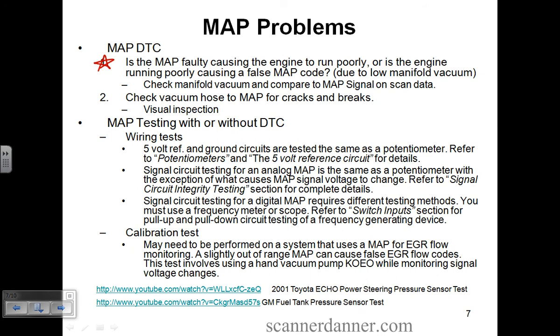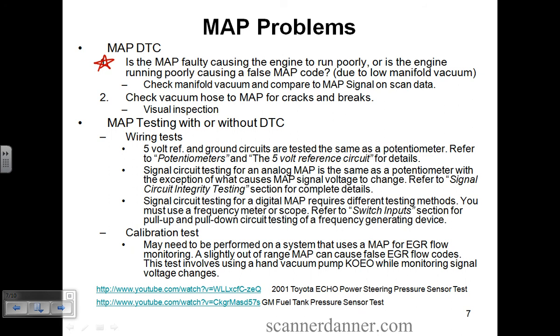And here's the thing. You scan this car, you see a map code, the first thing that you're going to say to yourself, because you know now how important the sensor is, is, oh, I got a map sensor problem. You might, but what's the other part? What's the other half of this question? It could be the engine's running poorly, causing false map. Is that what you said? This is a false map trouble code. Guys, most of the time, when you have a map sensor trouble code, it's a false map code. You have an engine running problem that's causing it.